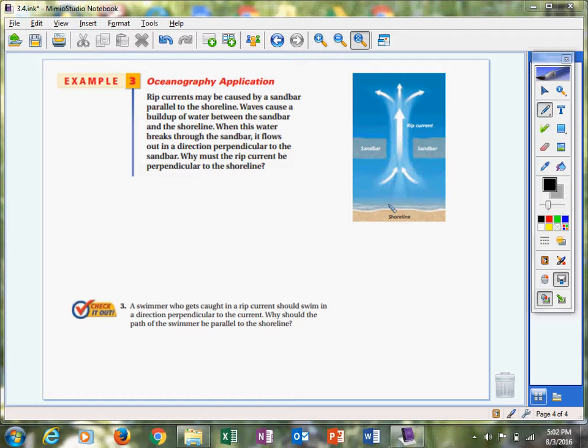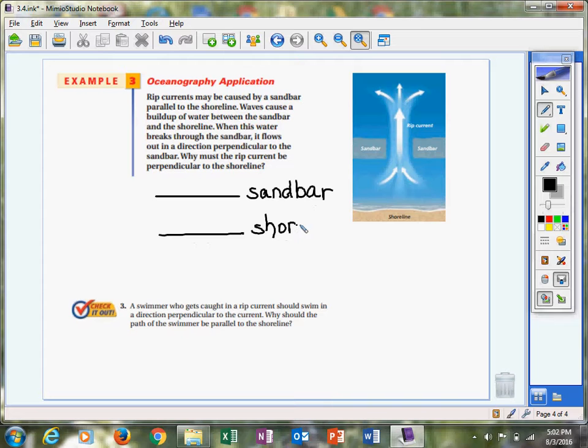So if you do a basic drawing, here's the sandbar, here's the shoreline, and what we know about them is that they're parallel to each other. Your rip current is perpendicular, so we can call that a rip current right there, and it moves very swift, and it's very scary when you get caught out in one and you feel yourself getting sucked out away from shore. That gets really scary, especially when you can't touch.